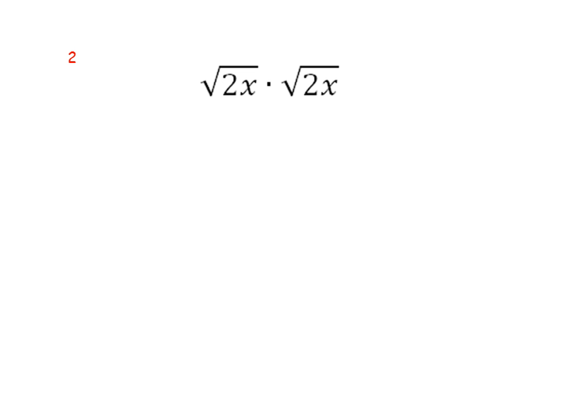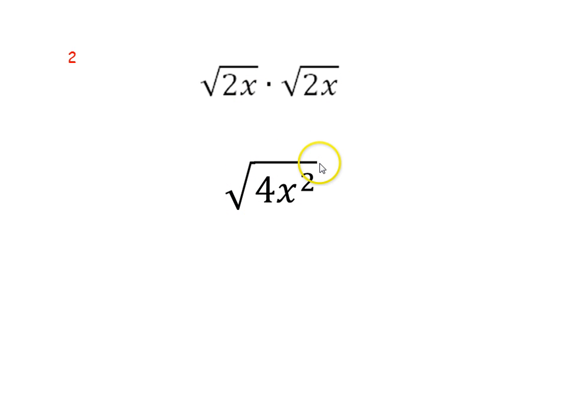Number 2, we have the square root of 2x times the square root of 2x. And based on what we did in class, we found that if we're multiplying two square roots, we can multiply what's in the square roots and then take the square root of that. So I can take 2x times 2x and then take the square root of that. And 2x times 2x is 4x squared. 2 times 2 is 4. x times x is x squared.